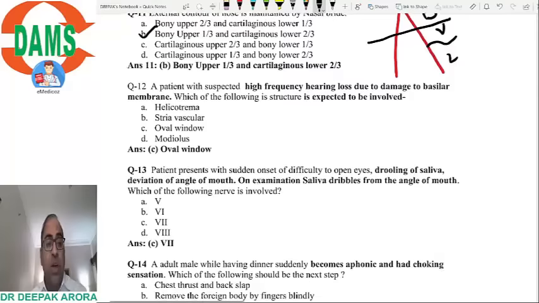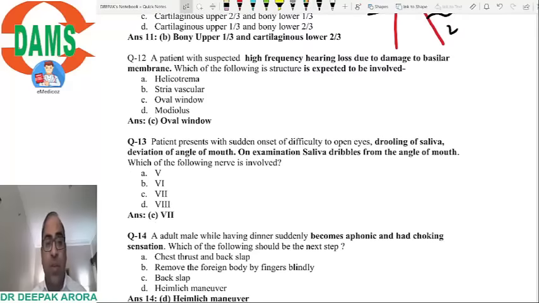Coming to the next one, question number 12. A patient with suspected high frequency hearing loss. High frequency hearing loss means the base of the cochlea is damaged, 20,000, 18,000 hertz. Which of the following structure is expected to be involved? Helicotrema, not at all. Helicotrema is the apex at which the upper part of the cochlea fuses with the lower part of the cochlea. It is very far away from the base of the cochlea.